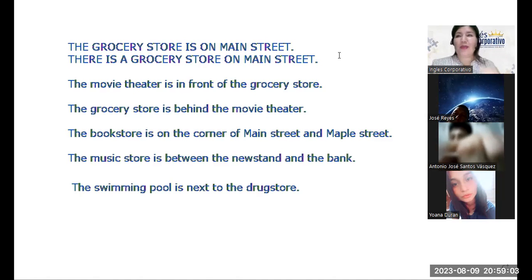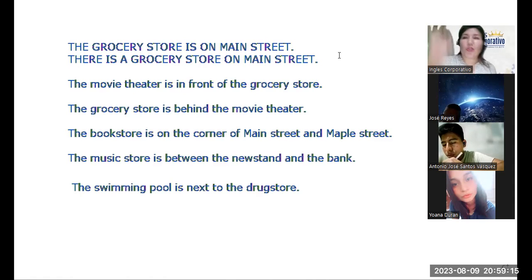Todas las preposiciones posibles del lugar. Y por eso les envié el mapa. ¿Por qué? Porque quiero que para mañana escojan tres lugares del mapa y les ponga todas las definiciones posibles. ¿Qué definiciones le puede poner al movie theater? Que está enfrente de la grocery store, que está a la par del parking lot, que está across from the newsstand, que está on David Street.